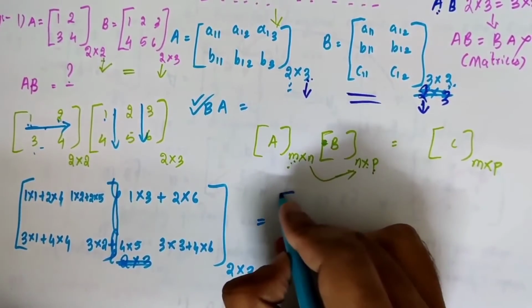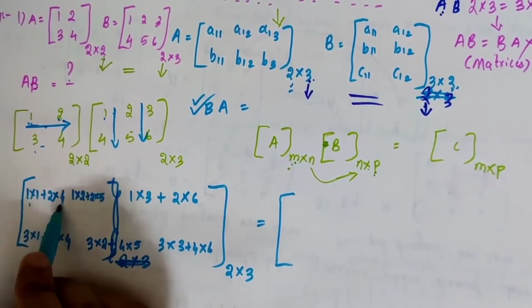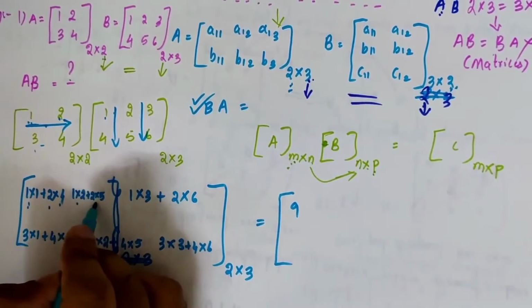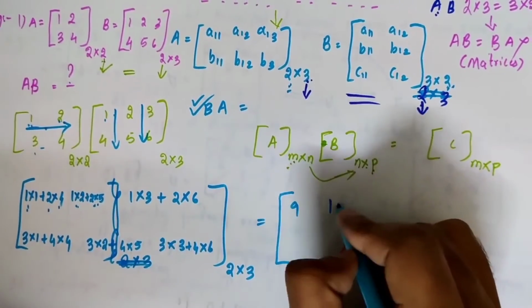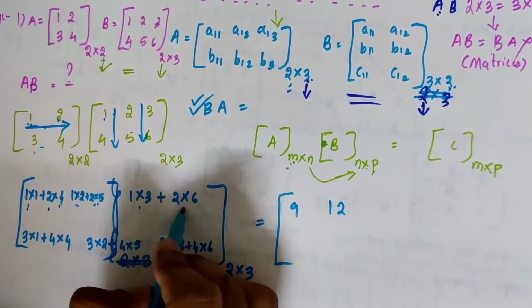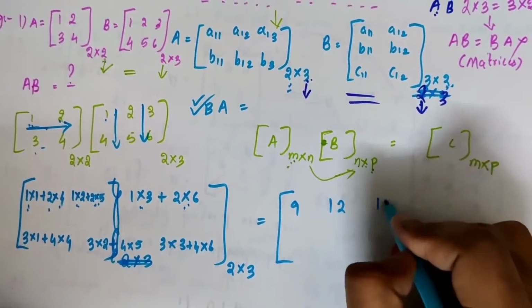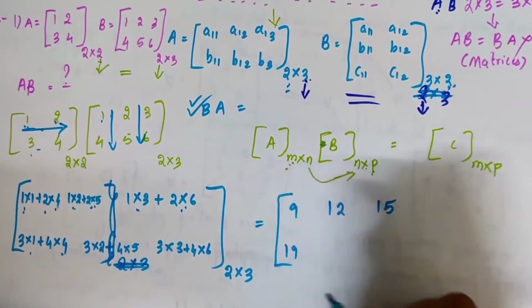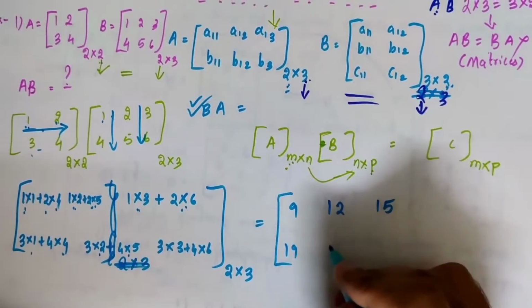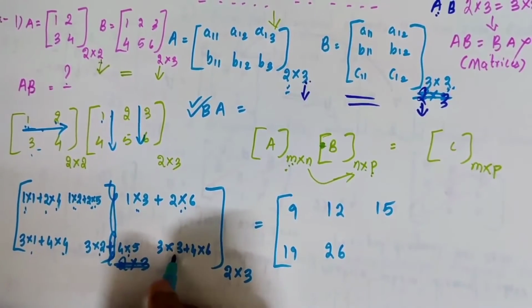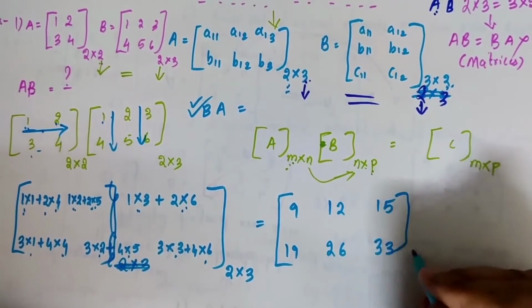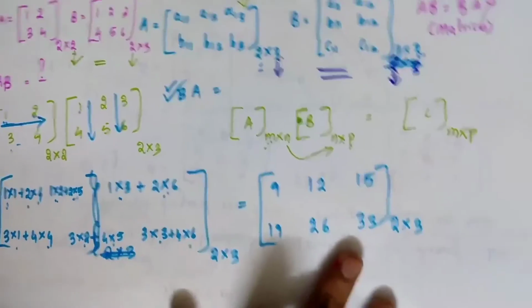Let us simplify and write it down. 1 into 1 plus 2 into 4 is 1 plus 8, which is 9. The first element is 9. 1 into 2 plus 2 into 5 is 2 plus 10, which is 12. Then 1 into 3 plus 2 into 6 is 3 plus 12, which becomes 15. Then 3 plus 16 is 19. Then 6 plus 20 is 26. Then 9 plus 24 is 33. So this is our resultant matrix, 2 cross 3.